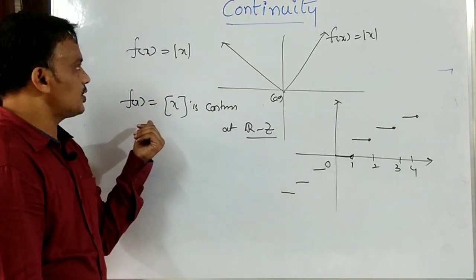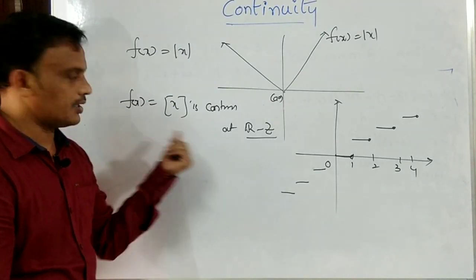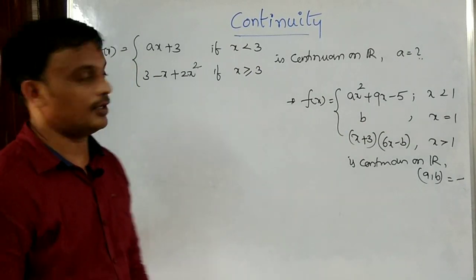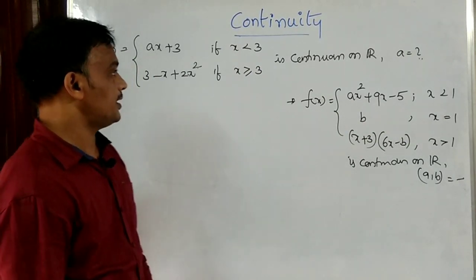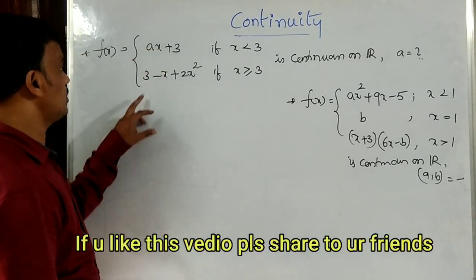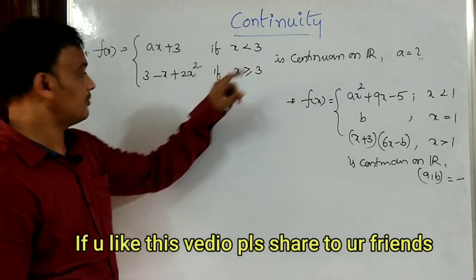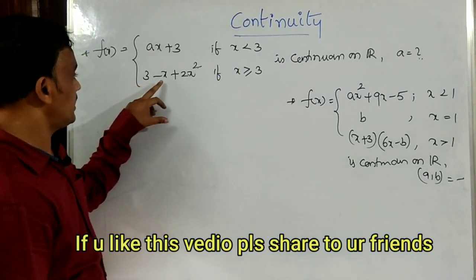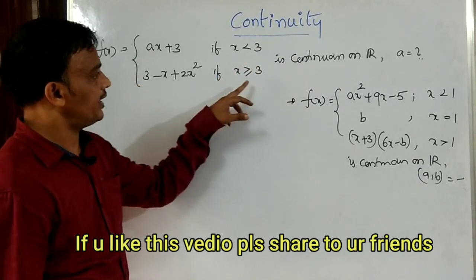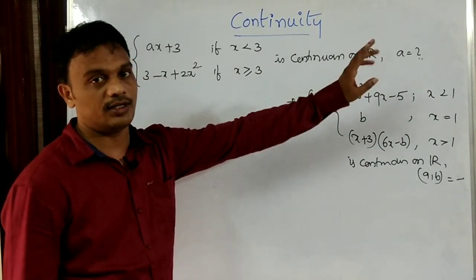Okay, I think you understood the concept of a continuous function. Let us see some problems which we got from previous years, JEE Mains and EAMCET. f of x equals ax plus 3 if x is less than 3, and 3 minus x plus 2x square if x is greater than or equal to 3. It is continuous on the real numbers. What is the value of a?